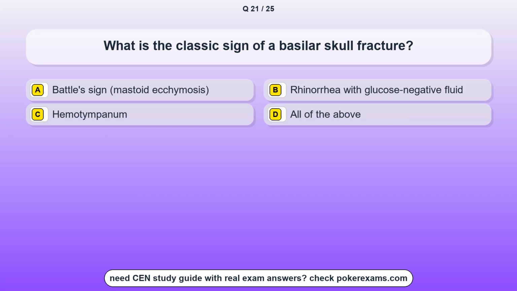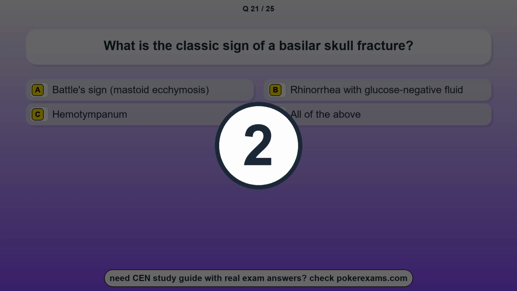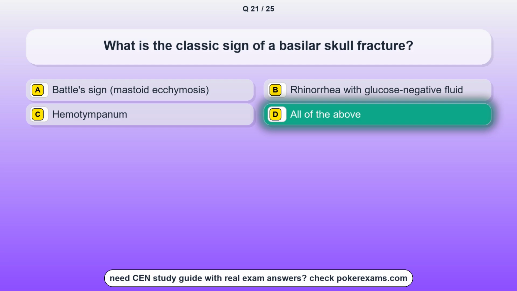Question 21. What is the classic sign of a basilar skull fracture? Option A Battle's sign, mastoid ecchymosis, Option B rhinorrhea with glucose-negative fluid, Option C hemotympanum, Option D all of the above. The correct answer is Option D, all of the above.